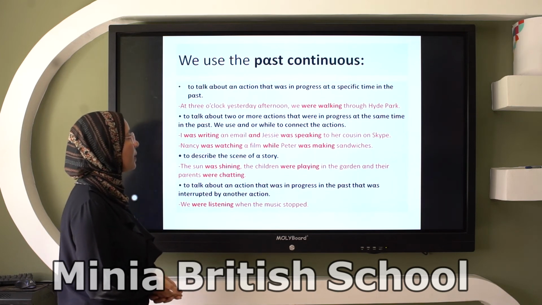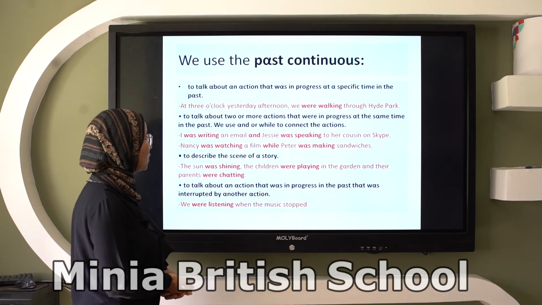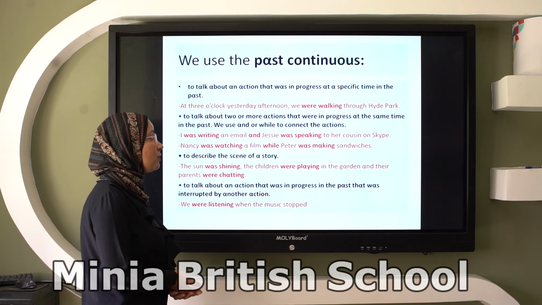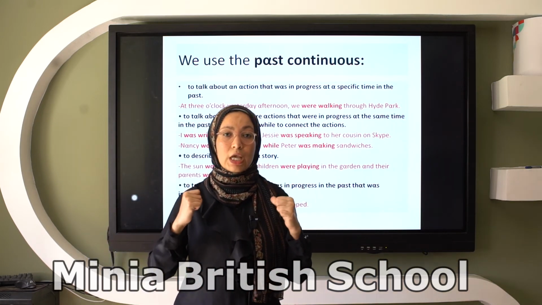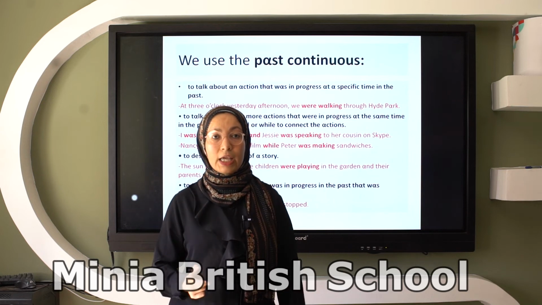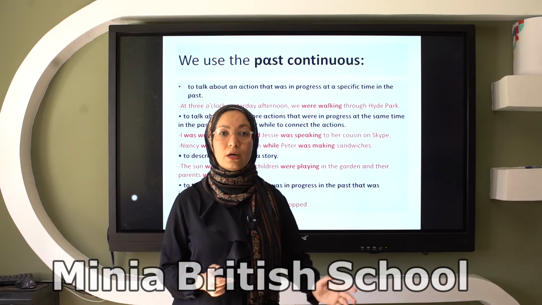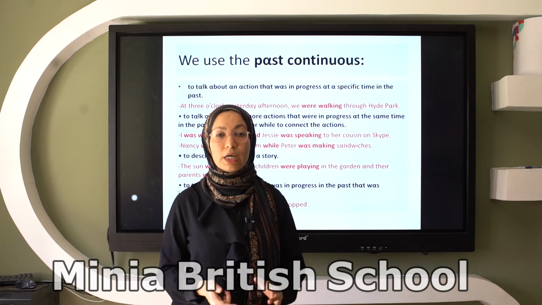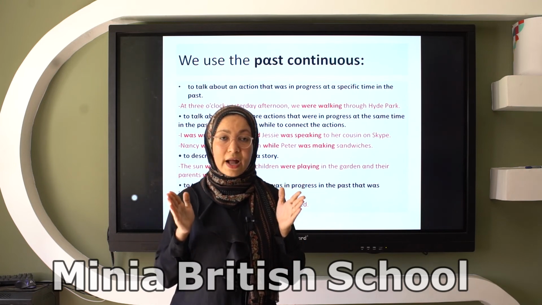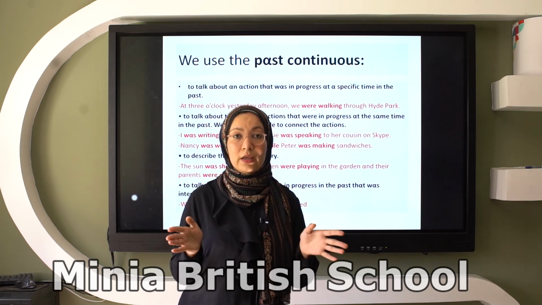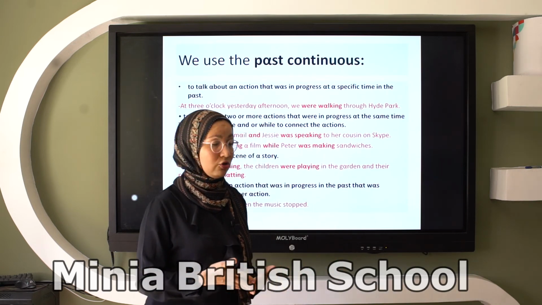Number two, to talk about two or more actions that were in progress at the same time in the past. We use and or while to connect the actions. Okay, the teacher was giving a session while the manager was talking to somebody outside. So here we have two past actions that were happening at the same time, okay. We can use while or and to connect the two actions, okay.